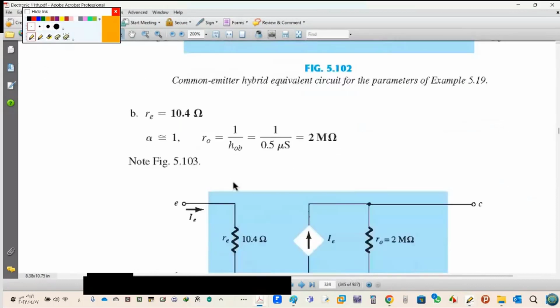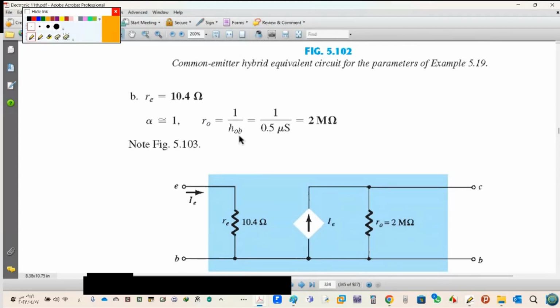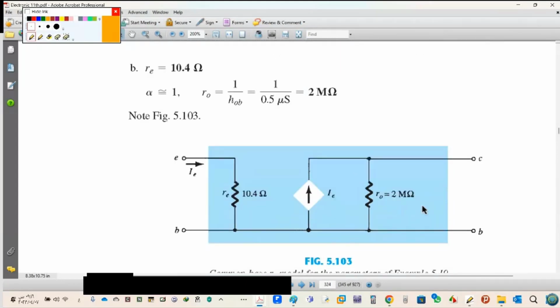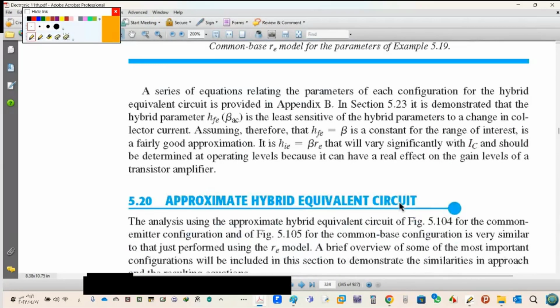And it's another model for common base. RE is 10.4 ohm, IE up, alpha usually 1. RO is 1 over HOB, it's 2 megaohm. So this is, as you see here, how we can move from hybrid model to RE model and from RE model to hybrid model. Any question about this?